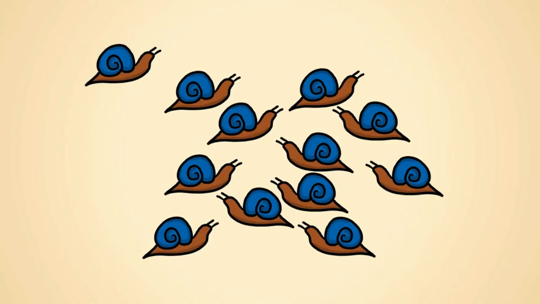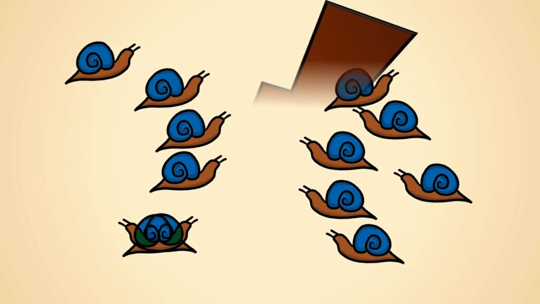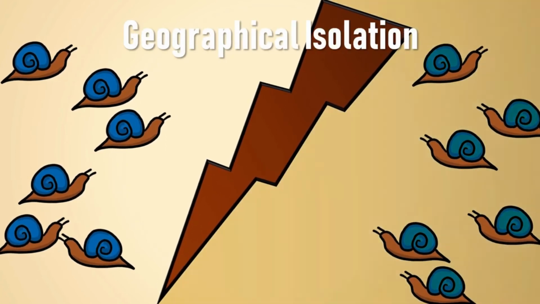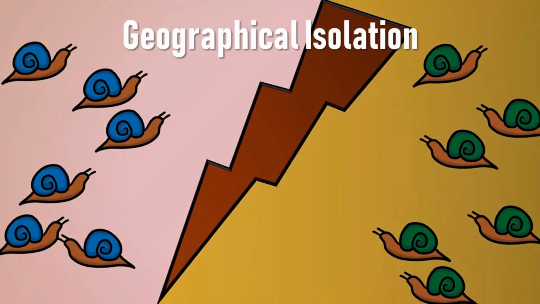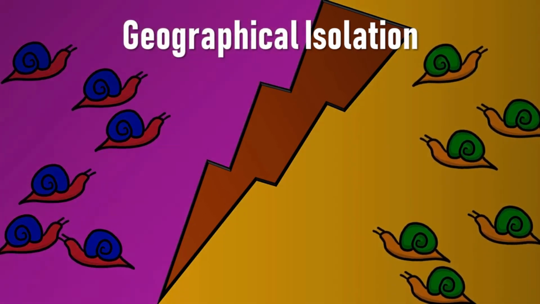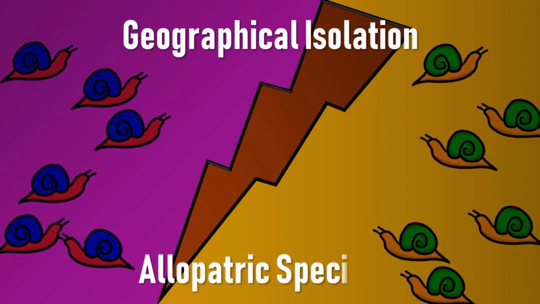Consider a species of snails living together happily. Due to geographical isolation, the population gets divided. Each divided population evolves separately. After a time period, they cannot reproduce together, meaning they have evolved into two separate species. This type of speciation due to geographical isolation is called allopatric speciation.